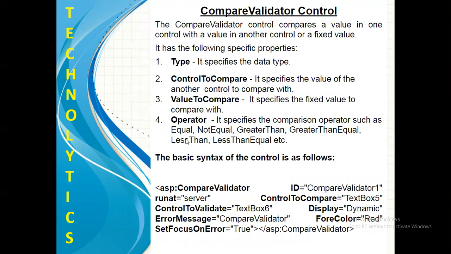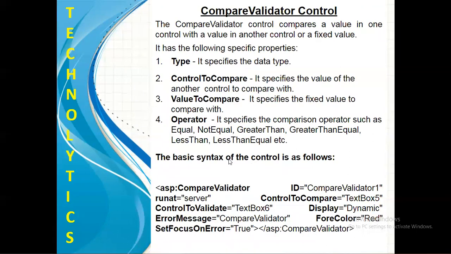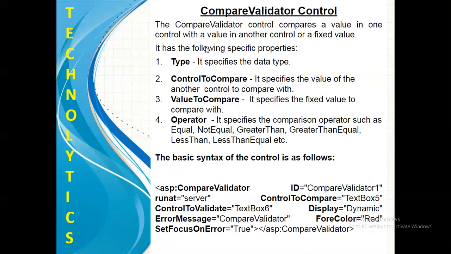The next validator is the compare validator. This validator compares a value in one control with a value in another control, or maybe with a fixed value. The following properties are important: type, which specifies the data type; control to compare, the control to whose value you are going to compare; value to compare, which specifies a fixed value to compare with; and operator, which specifies a comparison operator, such as equal to, not equal to, like that.